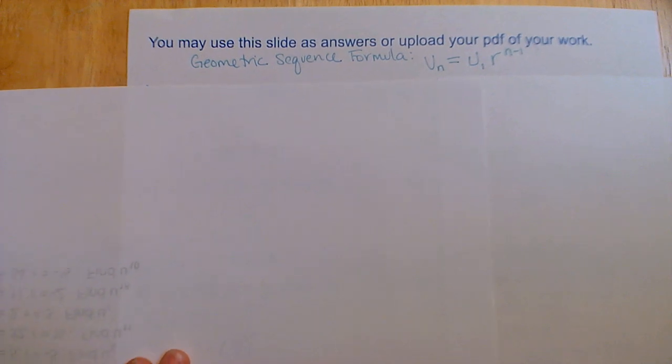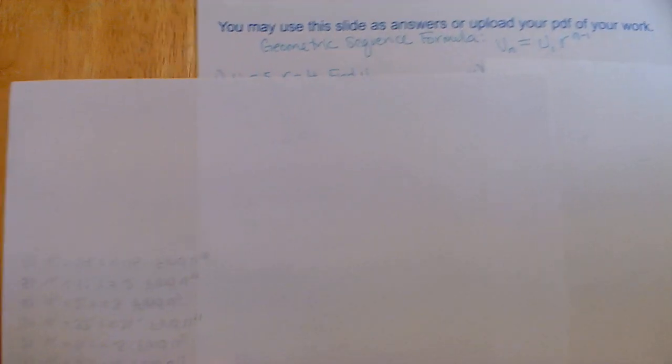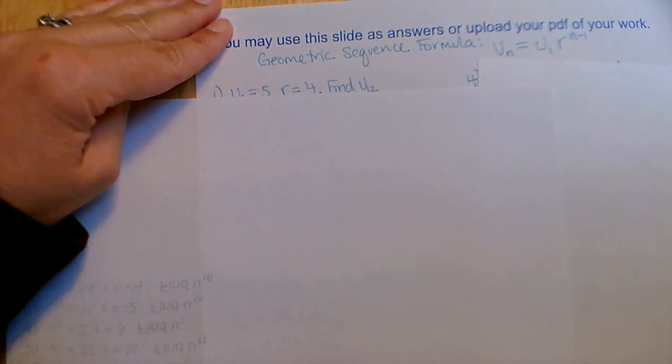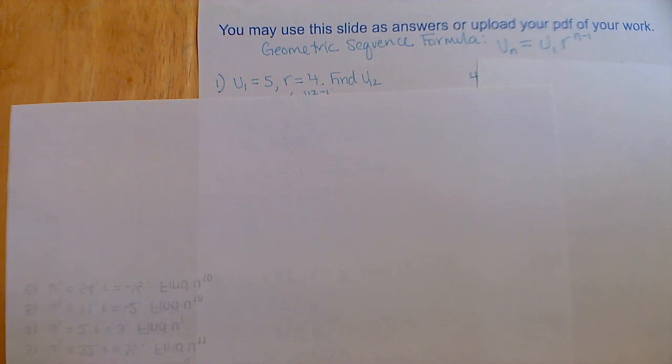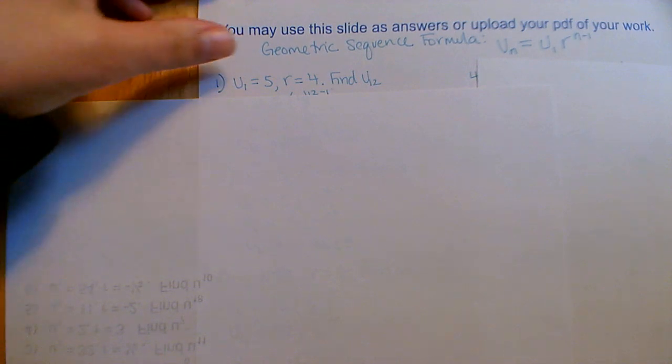Okay. So we have the geometric sequence formula, and we also have number 1. U sub 1 equals 5, R equals 4, and we need to find U sub 12.